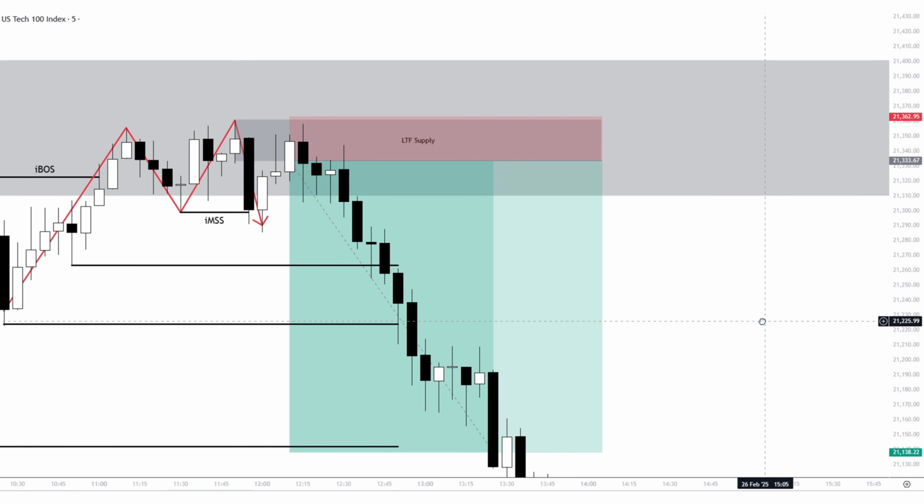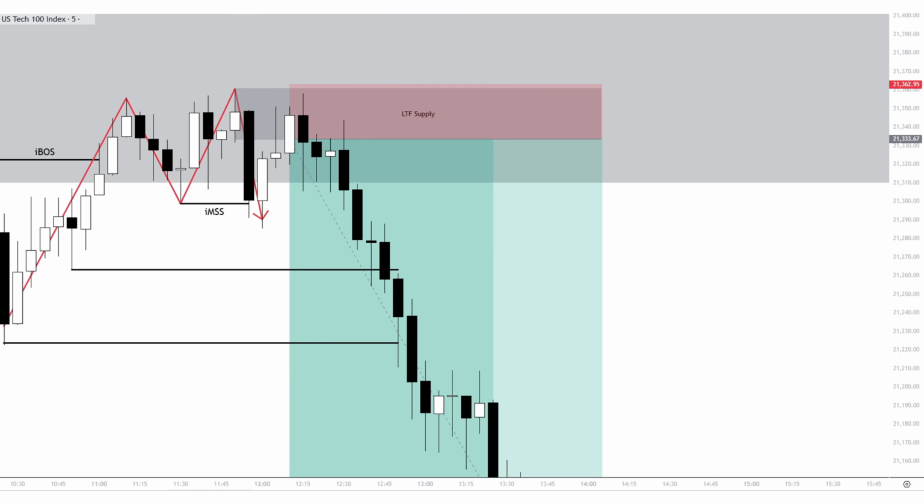Now this might look slightly complicated, but it's how we can get the highest quality supply and demand zones.